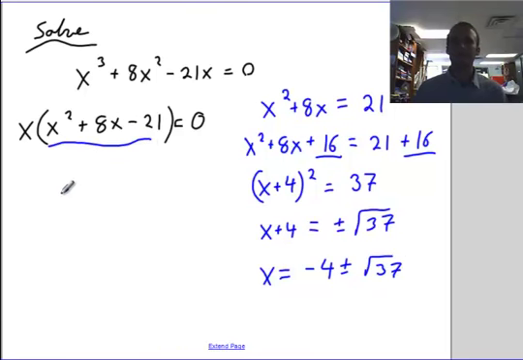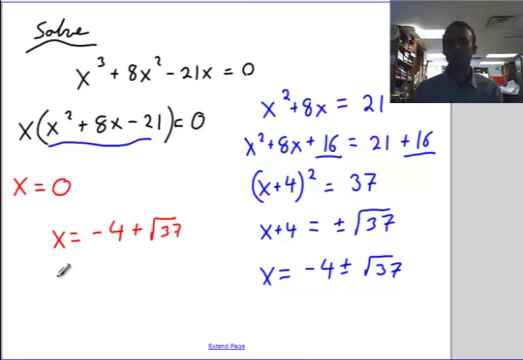Now that we have that, let's just set each one of these equal to 0. So I have x is equal to 0. Then I have these solutions. So over here, we have the solution of x is equal to negative 4 plus the square root of 37. And we have x is equal to negative 4 minus the square root of 37. Again, third degree, and I have 1, 2, 3 solutions.